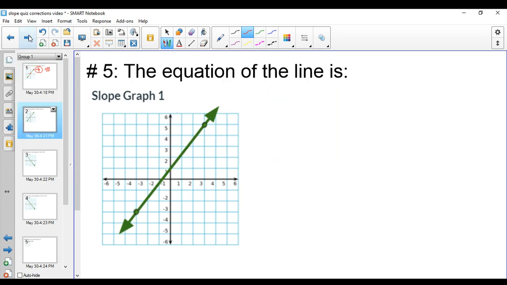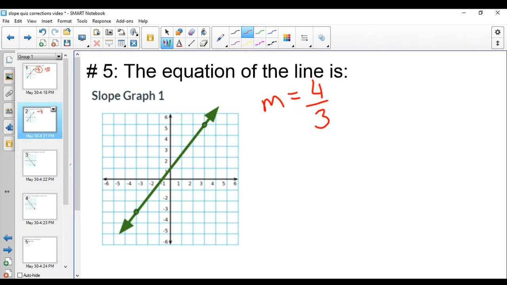Okay, the next most commonly missed one was number 5, which kind of makes sense because if you miss number 3, then you would automatically miss number 5 because it went along with the same graph. So number 5 asks us for the actual equation of the line. Well, we already determined that the slope was 4/3.